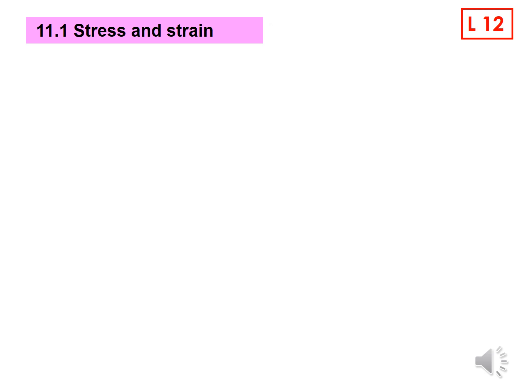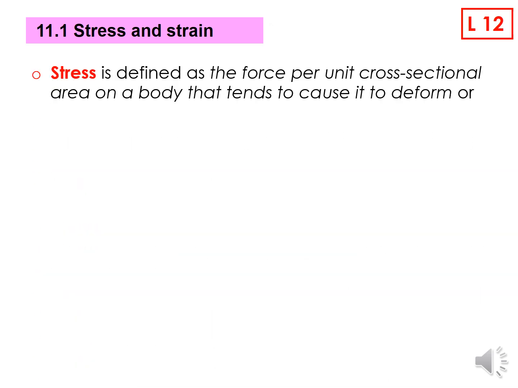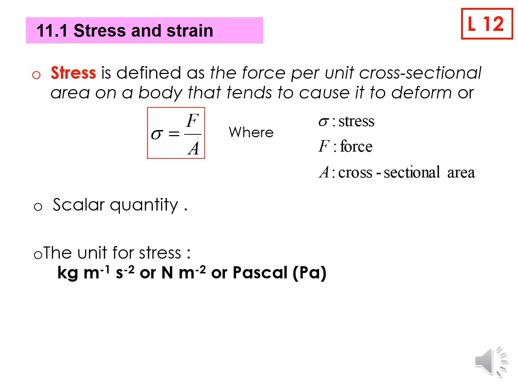Stress and strain. Stress is defined as the force per unit cross-sectional area on a body that tends to cause it to deform, or you may define it by using the given formula in the slide, which is sigma equals force per unit area, where sigma is the symbol of stress. Stress is a scalar quantity. The SI unit for stress is kilogram per meter per second squared, or Newton per meter squared, or Pascal.